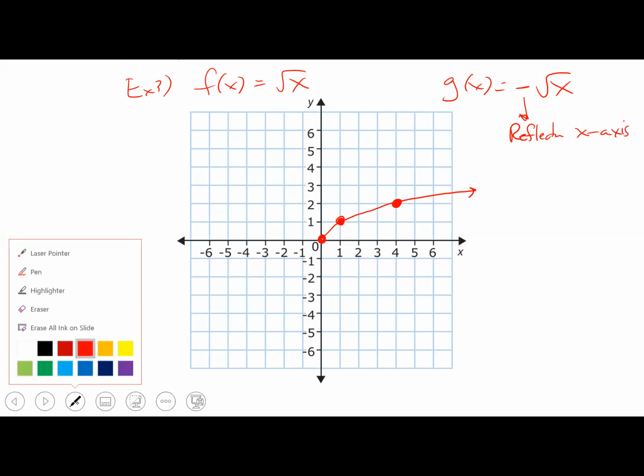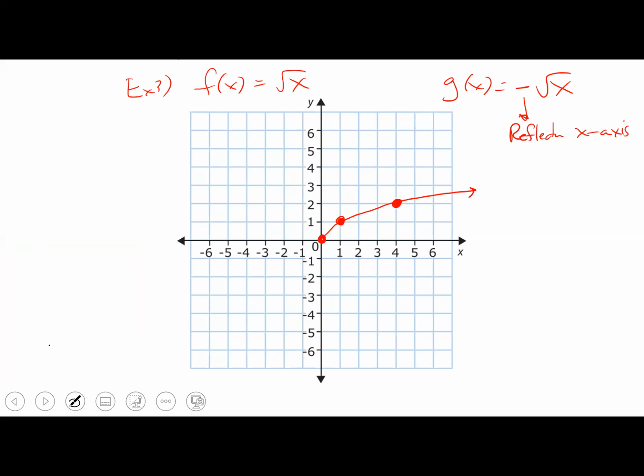So let me change pen color here. So all we're going to do, the (0, 0) still stays, because there's no change there. But the (1, 1) goes across the x-axis 2 units. The (4, 2) goes across the x-axis 2 units. And so here it is. There it is.